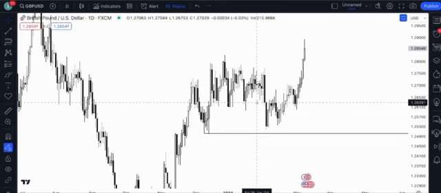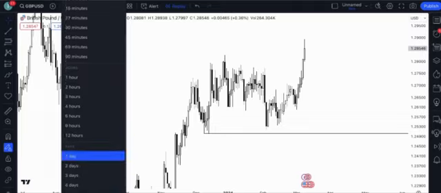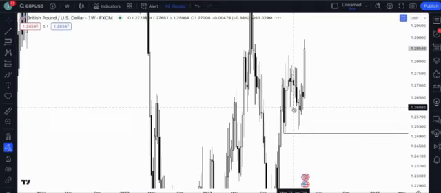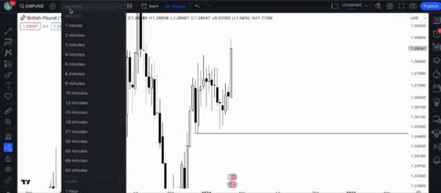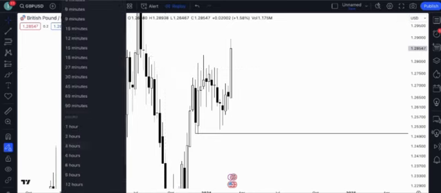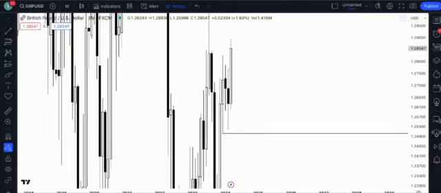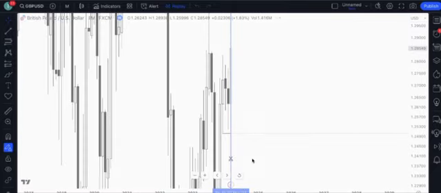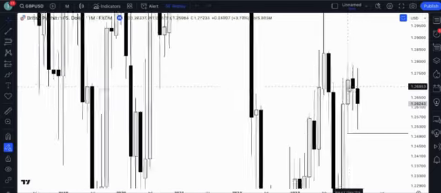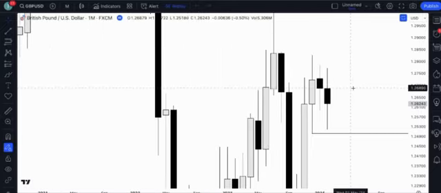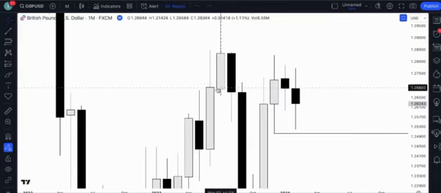Now, the pound, GBP USD, GU, cable, whatever you want to call it. The draw on liquidity was this monthly FVG, right? And that's the draw on liquidity I gave on Twitter a couple of weeks ago. All right, what does that mean?